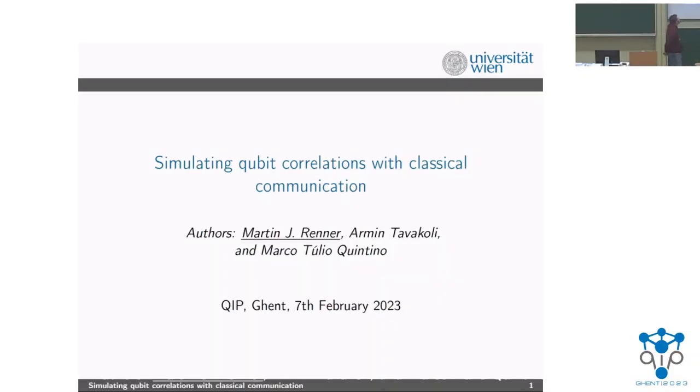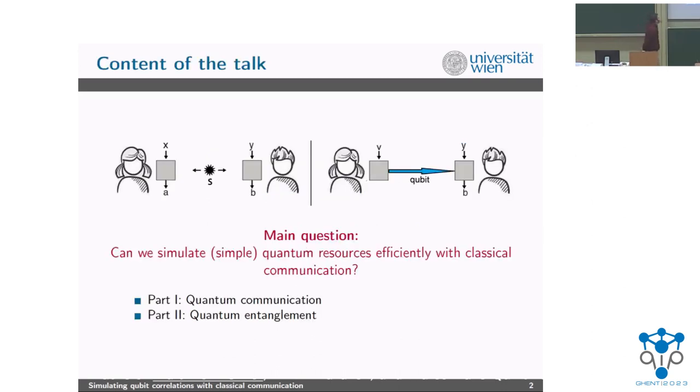My talk is about simulating quantum qubit correlations with classical communication. The main question is: we take some very simple quantum devices, for example entangled qubit correlations, and ask, can we simulate the same correlations with a classical protocol? So instead of actually performing the task using quantum devices, are the same correlations also obtainable in a classical setting?